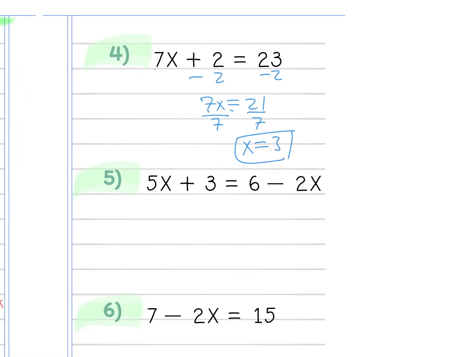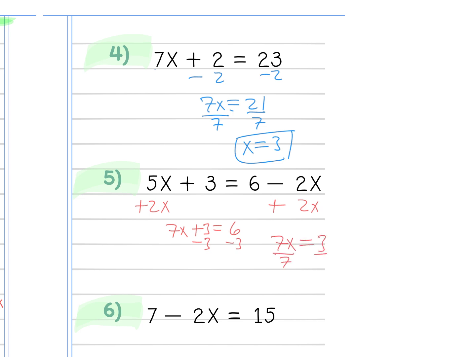This next one, I have a variable on both sides of the equation. I'm going to get it on one side. So why don't we add 2x on both sides? So I get 7x plus 3 equals 6. And then I can subtract 3 on both sides. And then I get 7x equals 3.